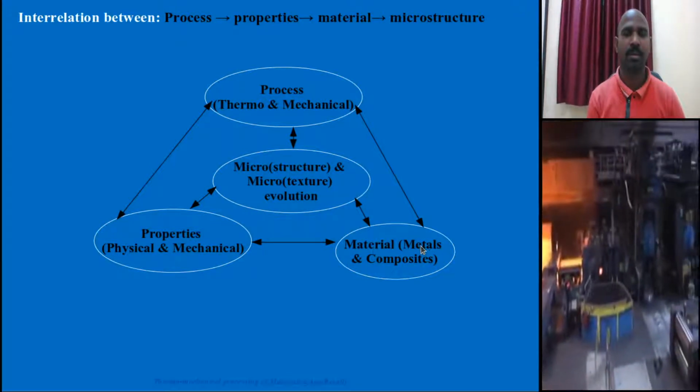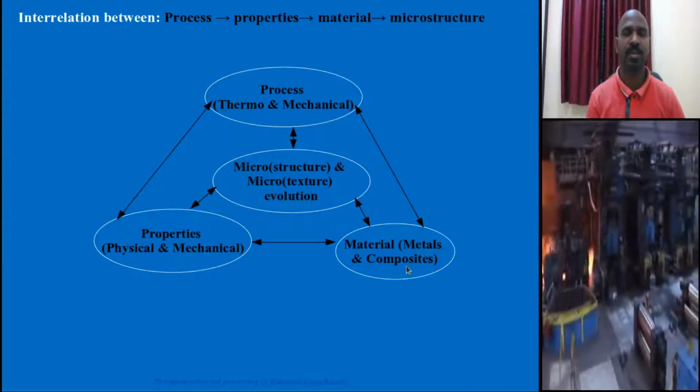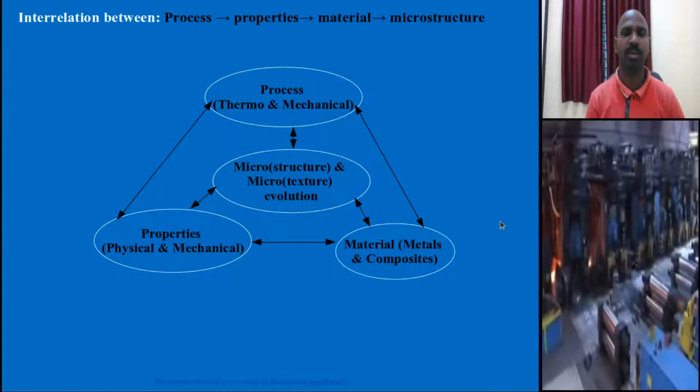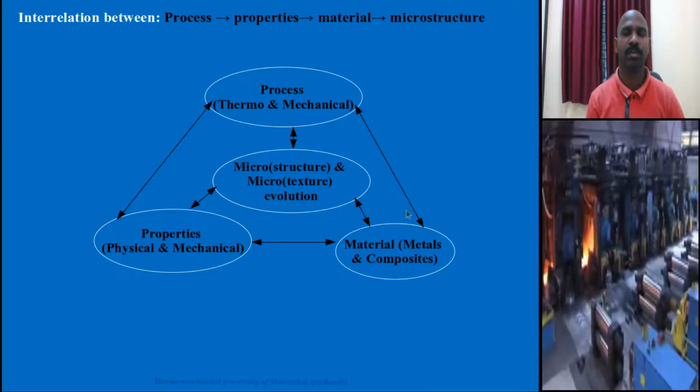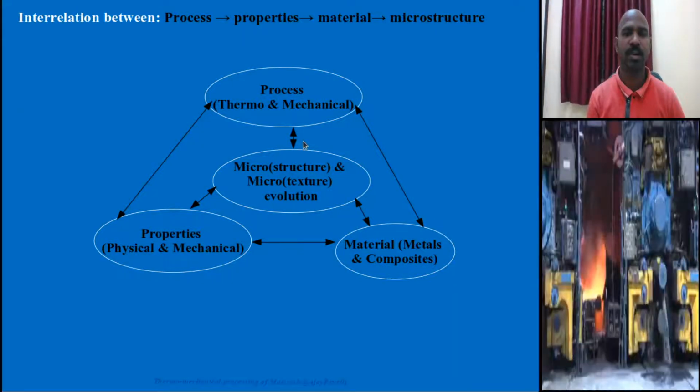Materials are mainly metallic materials, metals, and on par with composites. Some of the composites, metal matrix composites such as aluminum matrix composites, are also studied in this particular subject. We are going to discuss this particular diagram, called the TMP tetrahedron, a tetrahedron type pyramid.